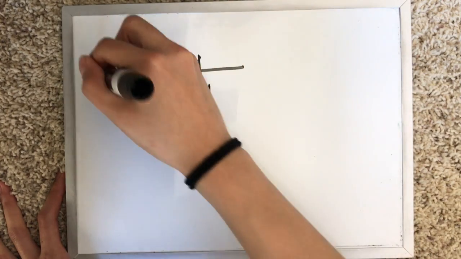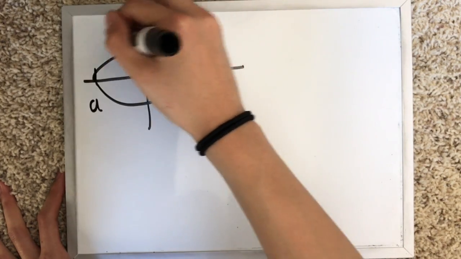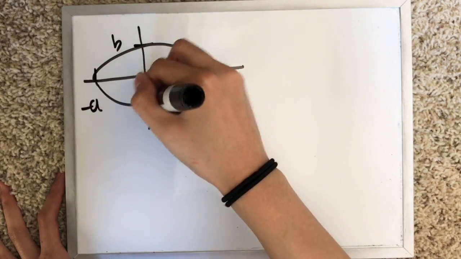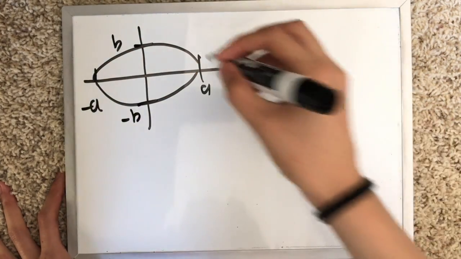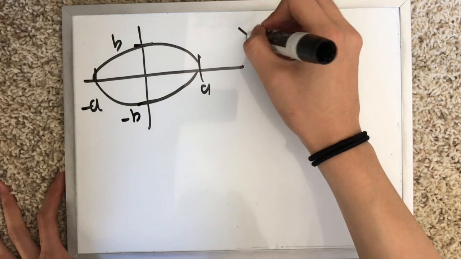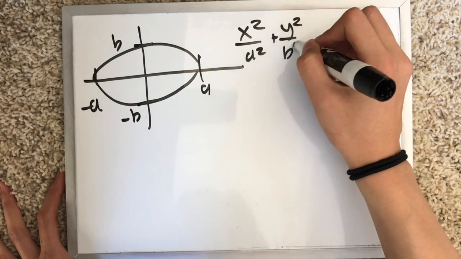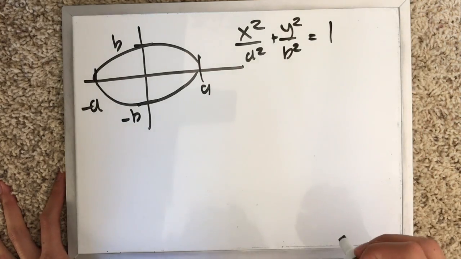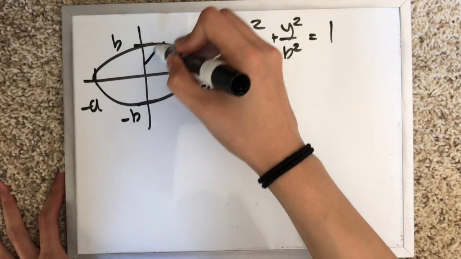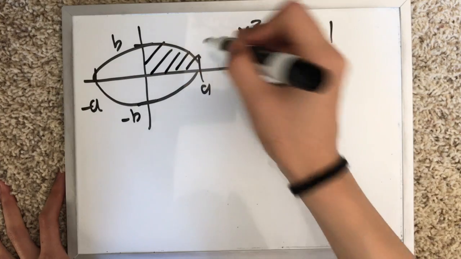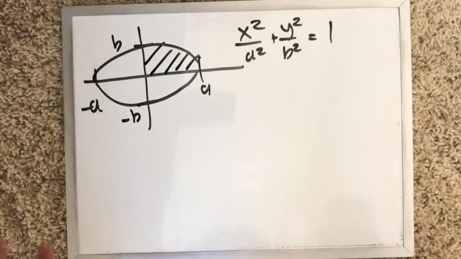This is a, b, and negative b. So this is the general form x squared over a squared plus y squared over b squared equals 1. So now if we solve for the area of 1/4 of this, we can just multiply that by 4. And this is relatively simple. We just have to use a couple integrals.